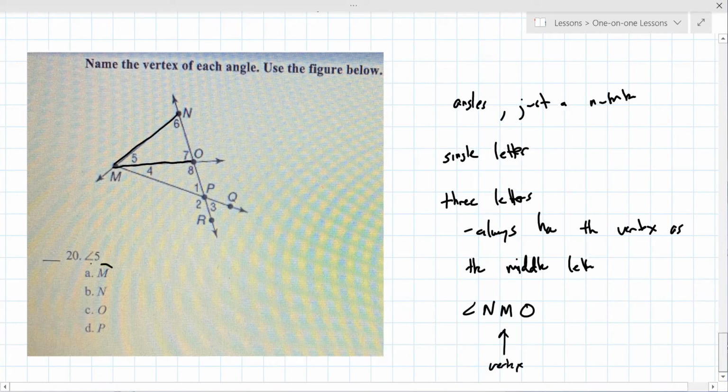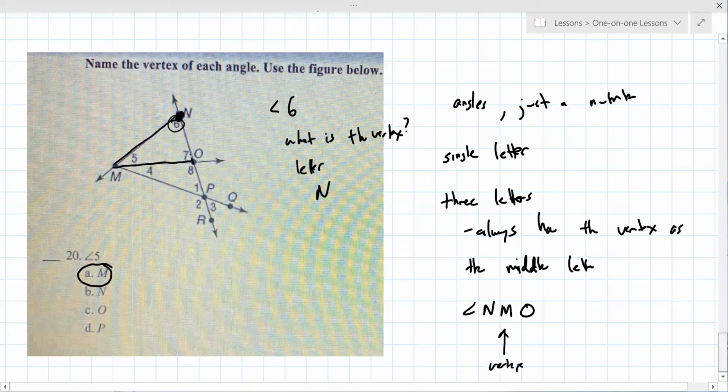So I'm going to ask you a couple of questions here because I want to make sure that you can do this. Let's say I asked for angle 6. First of all, what is the vertex? What's the letter of angle 6? Is angle 6 the one you highlighted, right? No, angle 6 is up here. Okay, that would be letter N. Letter N, right? And then if we wanted to use 3 letters, we know that that's the middle one.